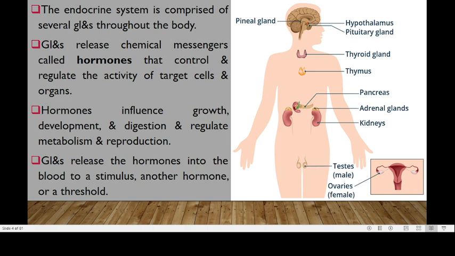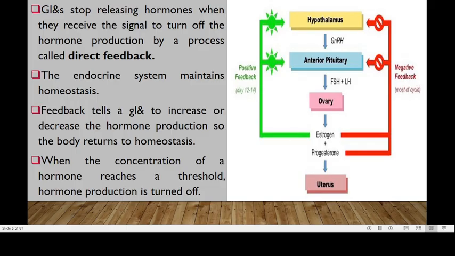We have several glands in the body, starting with the control center, which is the hypothalamus, followed by the master gland, the pituitary gland. Then you have the pineal gland, the thyroid gland, the thymus, the pancreas, adrenal glands, the renal glands, and lastly the gonads, which include the testes and the ovaries.